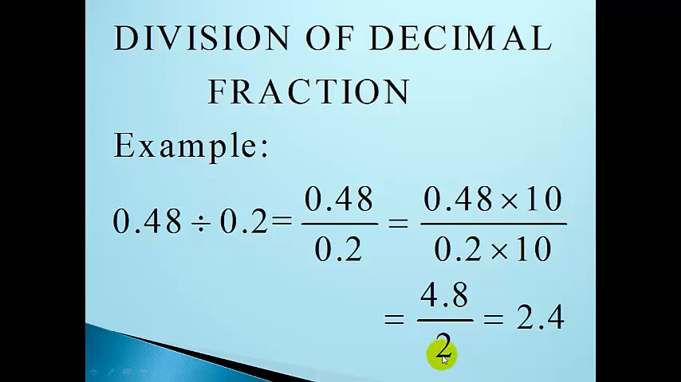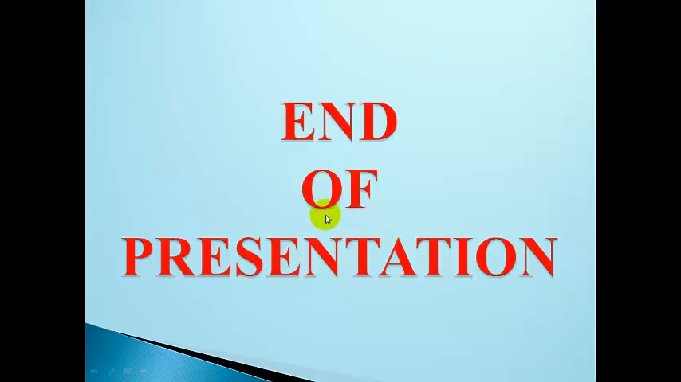Now our denominator is a whole number, so 4.8 divided by 2 will be equal to 2.4. That is, 2 goes into 4 twice, and 2 goes into 8 four times. So 4.8 divided by 2 is equal to 2.4. This is the end of our presentation on decimal fractions.